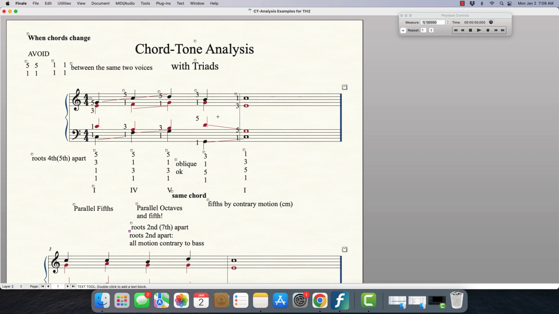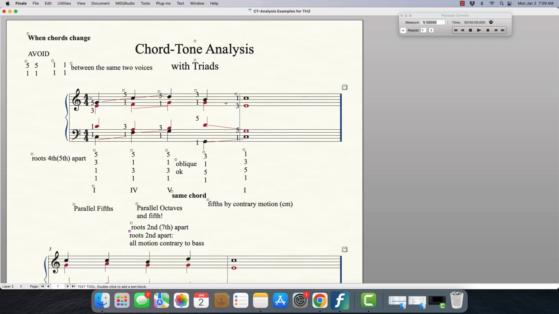So now we get to this next situation, which is like the other one, because the roots are a fourth or fifth apart. We go from the 5 chord here to the 1 chord. And same thing, we have the roots a fourth or fifth apart. And the problem here is that the 1 and the 5 has gone to the 1 and 5, albeit by contrary motion, but it's still an error.